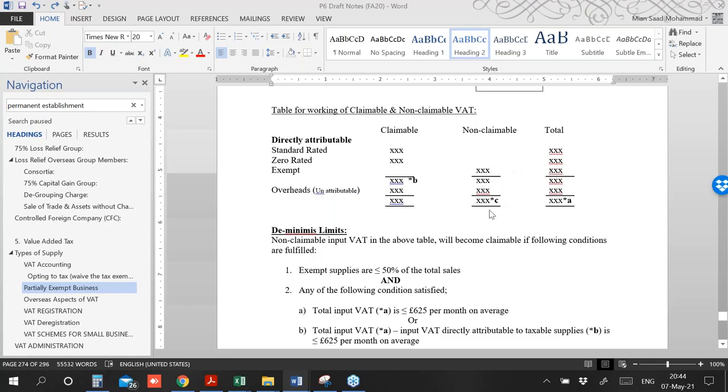So in the non-claimable section, only two figures come: the input VAT that relates to exempt supplies, and the percentage of the overheads that relates to exempt supplies. So you make this table only and only if the question tells you that you have to conduct all three tests. If the question tells you to conduct only test one or the first two tests, then you do not have to make this table.